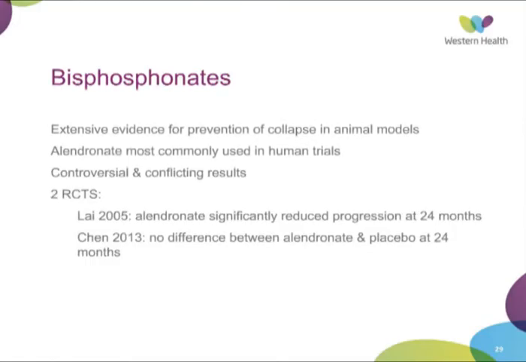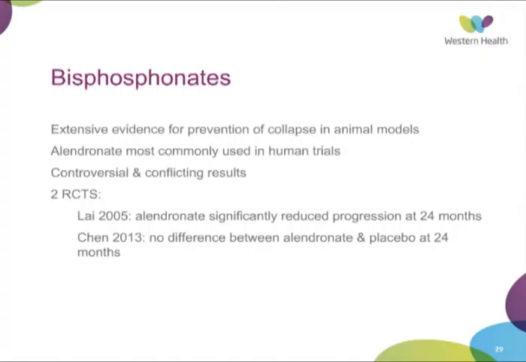There's 2 good randomized controlled trials. Lai had 60 patients in his study, with 30 in each arm, and the progression of avascular necrosis was significantly reduced. 1 out of this series of 30 developed subsequent avascular necrosis in the bisphosphonate group, compared to 17 out of 25 in the other group, whereas Chen showed that there was no difference in his group, with a similar time frame of 24 months in his study.